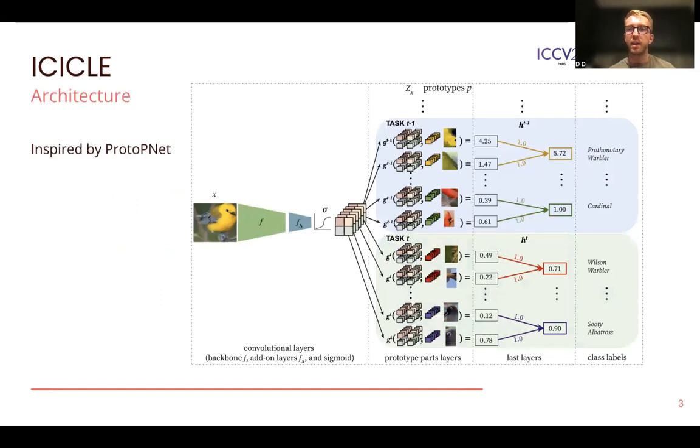We propose an architecture inspired by the ProtoPNet model from NeurIPS 2019, where we are adding a group of prototypes for each task. And we also changed the last layers of the last tasks, where the connections between the prototypes assigned to a given class are initialized to 1, but the others are 0.